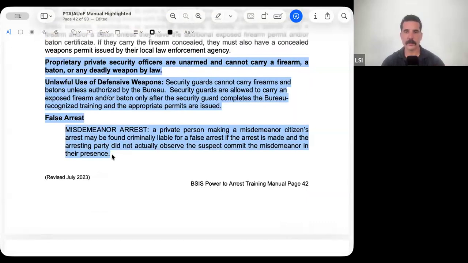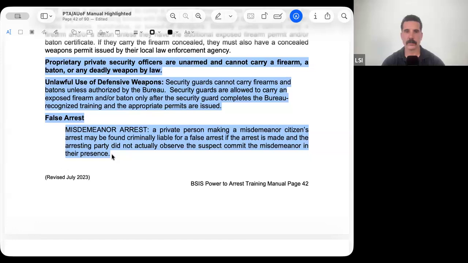Proprietary private security officers are unarmed and cannot carry a firearm, baton, or any deadly weapon by law. Unlawful use of defensive weapons. Security guards cannot carry firearms and batons unless authorized by the Bureau. Security guards are allowed to carry an exposed firearm and/or baton only after the security guard completes the Bureau-recognized training and the appropriate permits are issued.